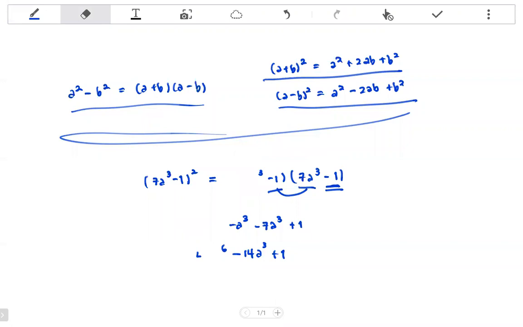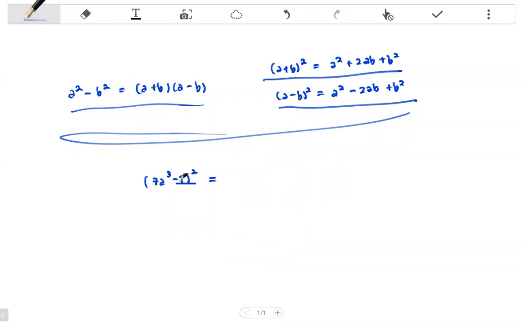But another way is just to use this equation. Let's see. We have a minus sign here, and we have a squared on the outside. What does this mean? This follows this format, right? (a minus b) squared equals a squared minus 2ab plus b squared. What is a in this case? A is going to be 7a cubed, right? This digit. And what's b? B is just going to be 1.